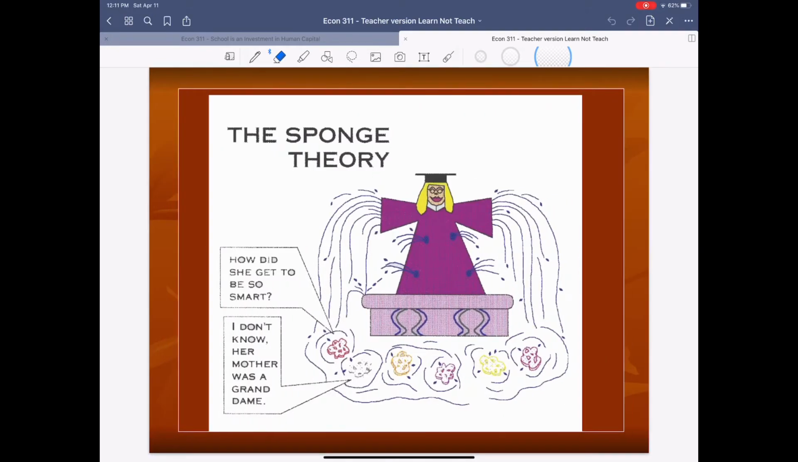The next theory is the sponge theory. And this is the idea that the teacher is just full of knowledge, and you can see down here that the students are just adorable little sponges ready to soak up that knowledge. And they are just in awe of the teacher. How did she get to be so smart? All of these things. Well, the problem with the sponge theory is that we're missing a really amazing opportunity.